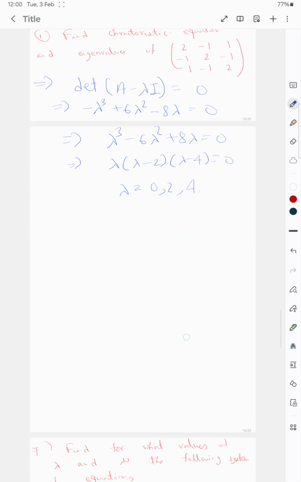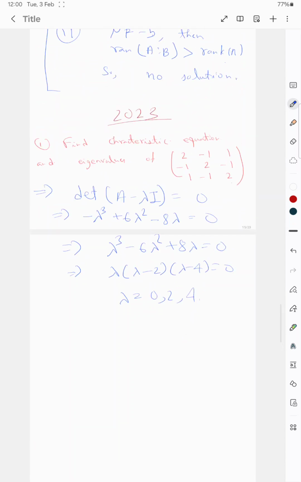Next question, you see here whether that type of property is satisfied or not. What is the sum of the eigenvalues? It is 6. You see what is the trace of the matrix? That is also 6. Yesterday we have discussed. And what is the product? Product is 0. You will see the determinant will also be 0.